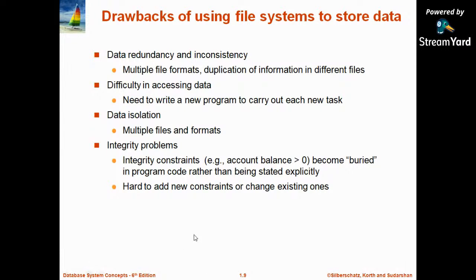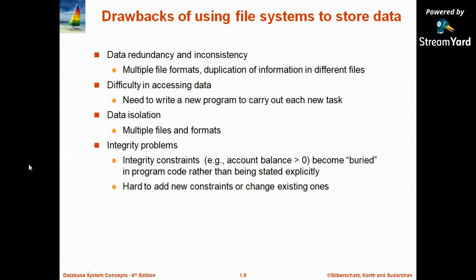One more problem for the file system was that it was difficult to access the data. Every time you need to open the file, go to the end of the file, then you have to access the data. So this problem can be overcome if you use the database management system. Data isolation means you have to store the data in multiple files, and multiple formats are available. How can you integrate them into one platform?